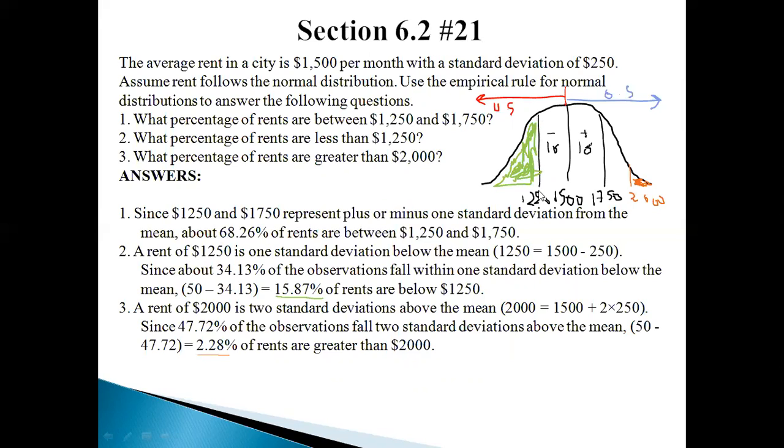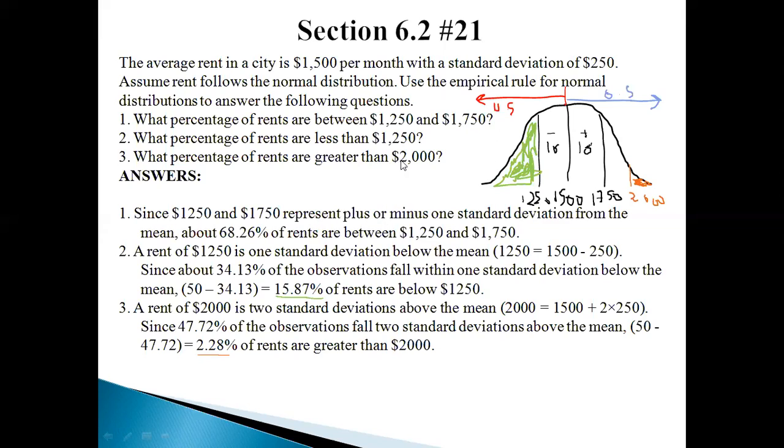All right, so now what about the percent less than 1,250? Okay, well, 1,250 is here, and so what do we know about that? Well, between here and here, we know that that's half of the 68.26, so that's 34.13, and we know that the whole half is 50%. So if we take the whole half, 50%, minus that 34.13%, which is here, that will give us what's left, which is 15.87% of rents are below 1,250.